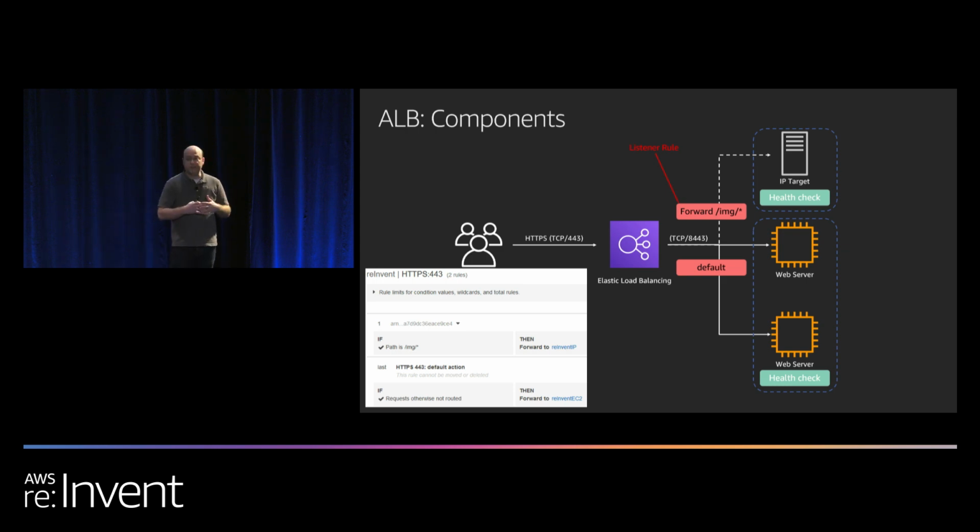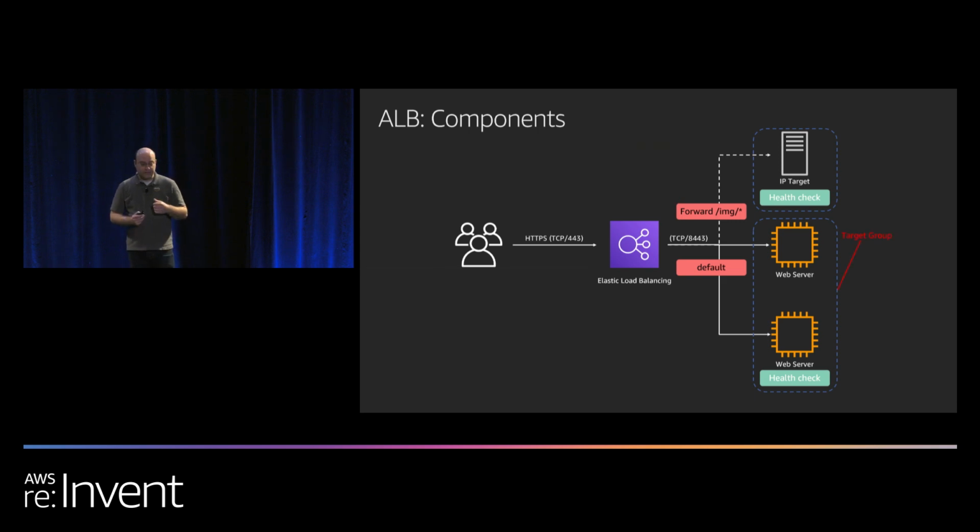For each listener, we can define rules. In this case, with ALB, I've defined path-based rules. So if the path is /img/*, I want the traffic to take a flow to a particular target IP address. Otherwise, I'd like the traffic to flow to my web servers. These listener rules identify target groups where they pass the traffic, and the target groups contain targets.